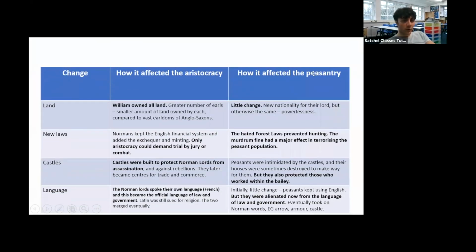So final row of your table now, this time on language. As usual, pause the video if you need to catch up and take particular note of those sections in bold.